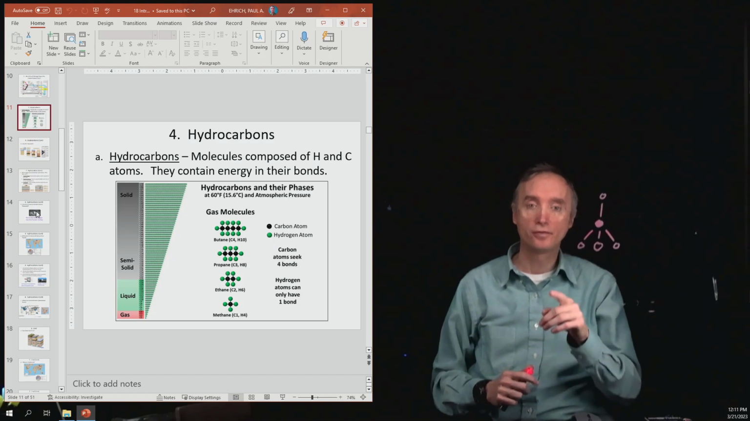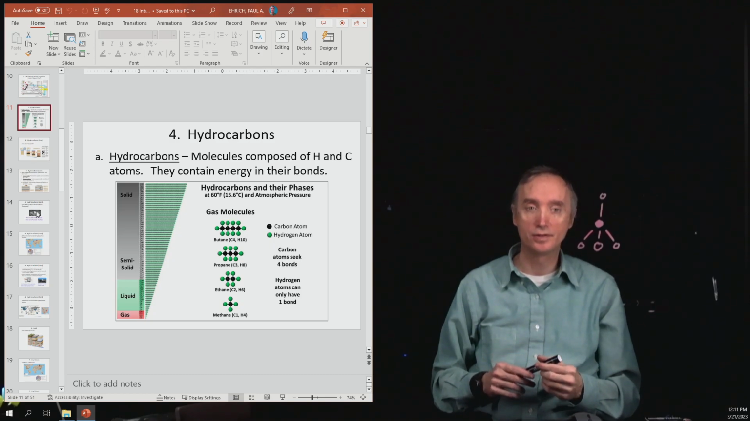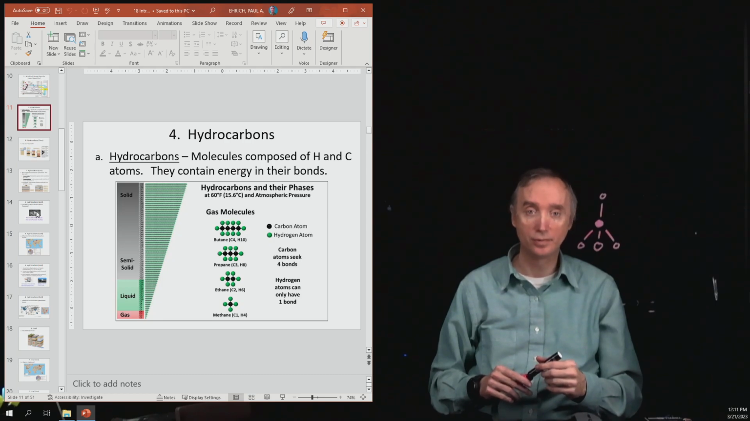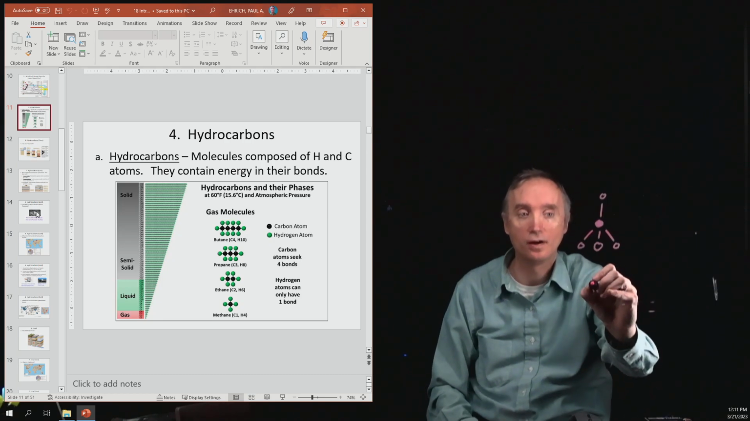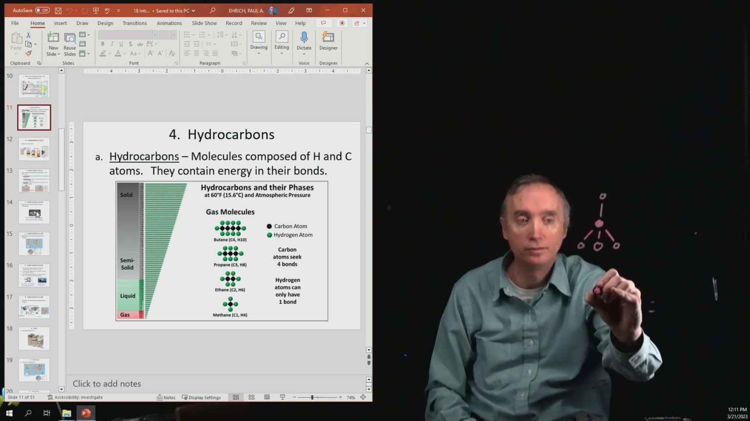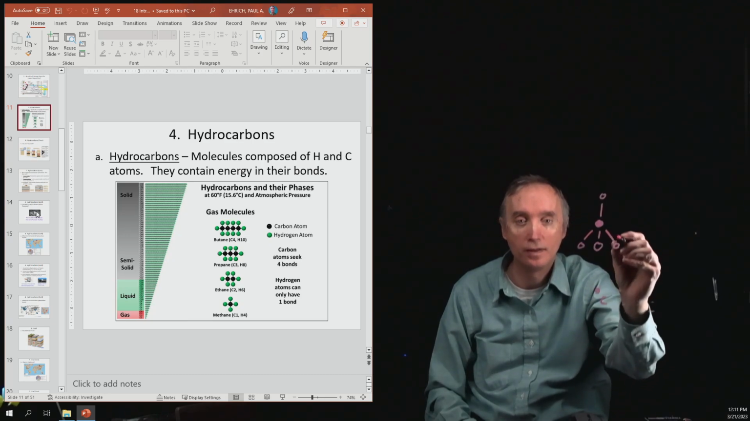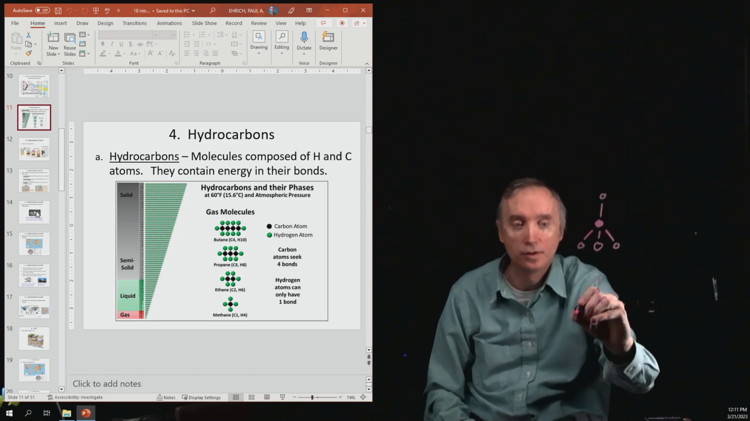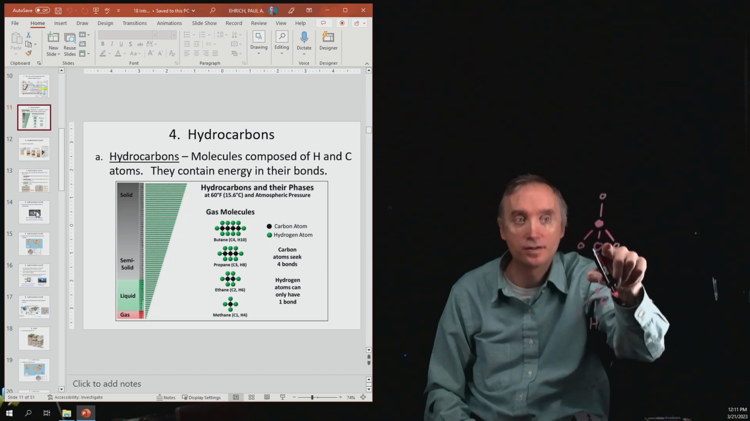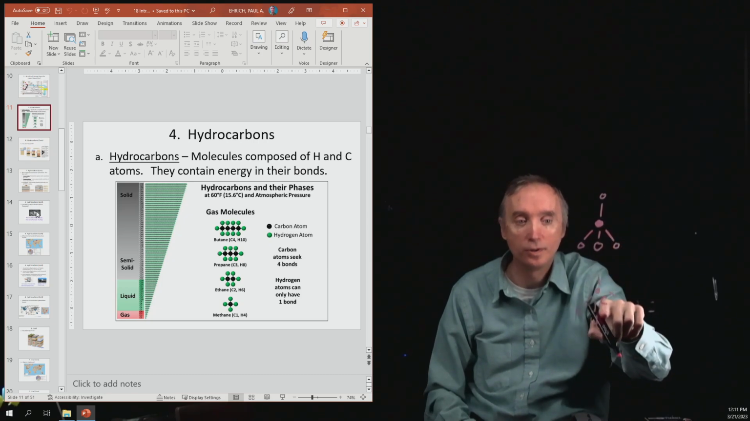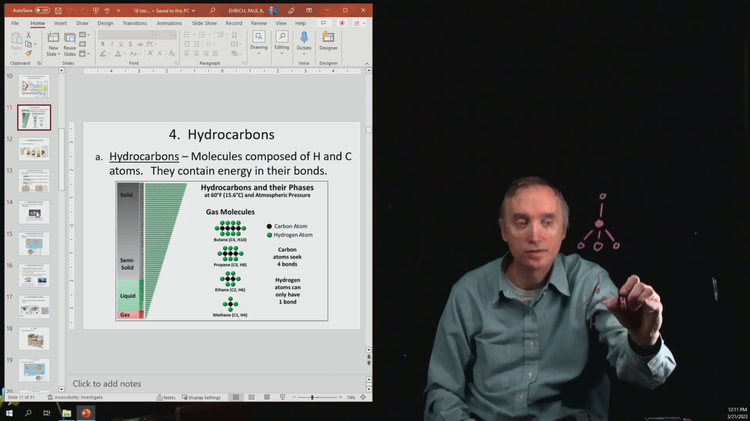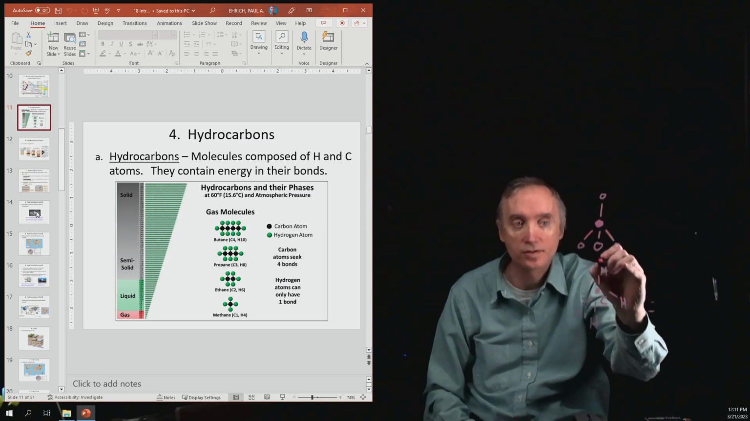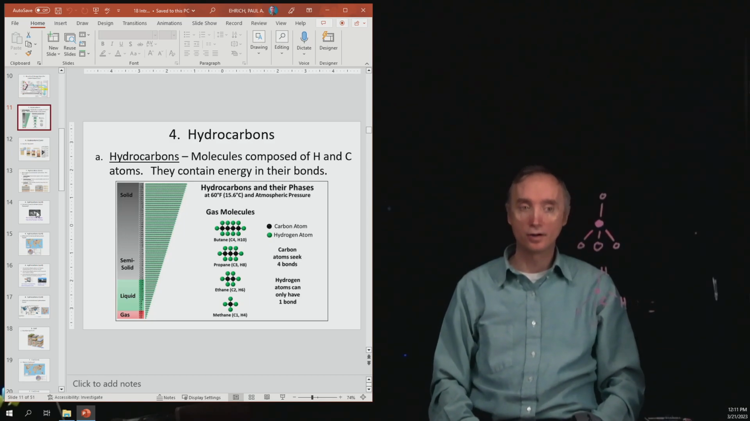But the first one down there at the bottom is going to be methane. And methane is going to consist of 1 carbon atom in the middle, and then it's going to be attached to 4 hydrogens. So this was silicon attached to oxygens. This is carbon attached to hydrogens. And this is the simplest type of hydrocarbon, and it's going to be a gas.